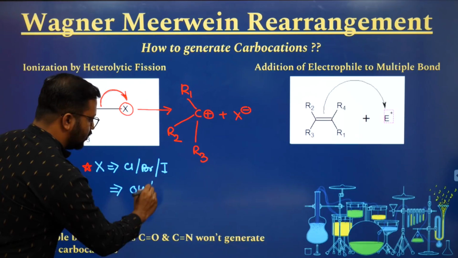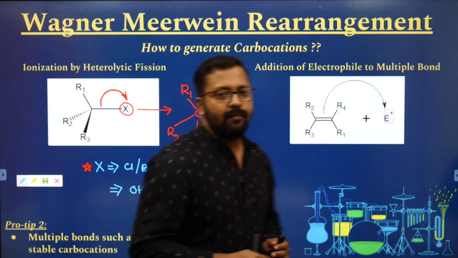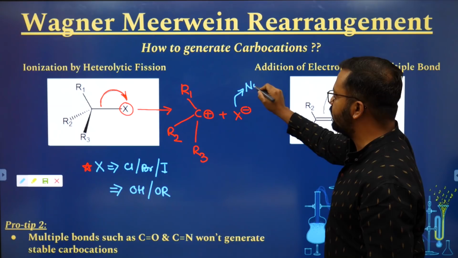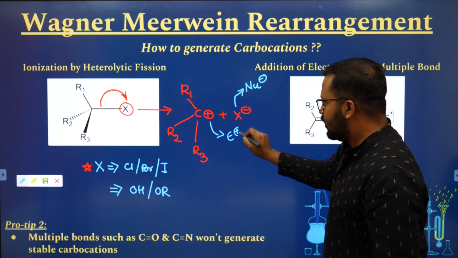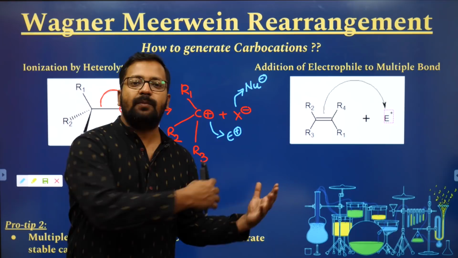Okay? If it is chlorine, bromine or iodine, then whenever you are breaking this bond, you are getting X minus. Where will X minus go? Who will take X minus? So X minus is nucleophilic, and the carbocation is electrophilic. To take a nucleophilic species we need an electrophilic species. The carbocation itself would take it back, and then the reaction would move in the backward direction. I will never get what I intend to get.